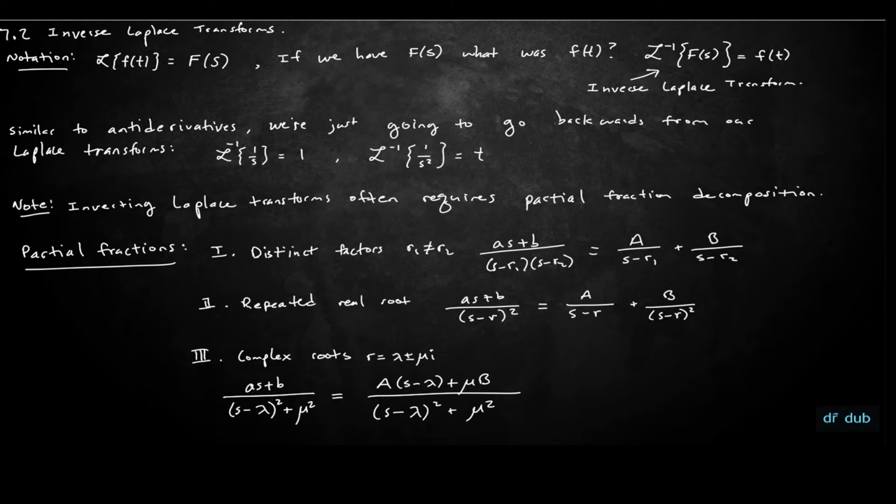You don't really want to write it as a times s plus b in the numerator. You'd rather write it as a times s minus lambda. And just the best thing I can say right now is just take my word for it. But in the future, you'll see why.